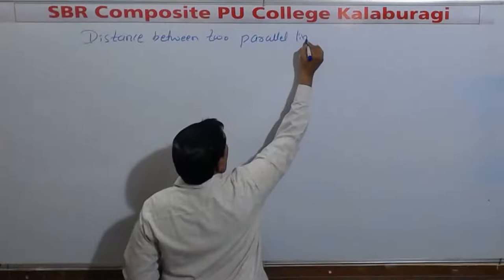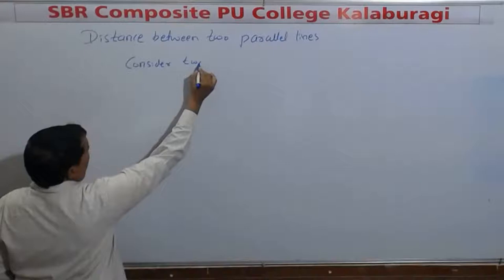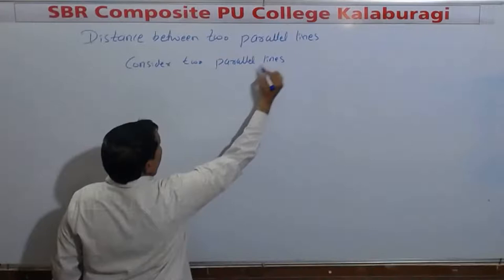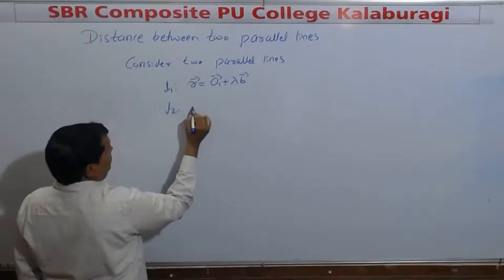Distance between two parallel lines. Consider two parallel lines. L1 is r equals vector a1 plus lambda b. L2 is the other line defined as a2 plus lambda b.